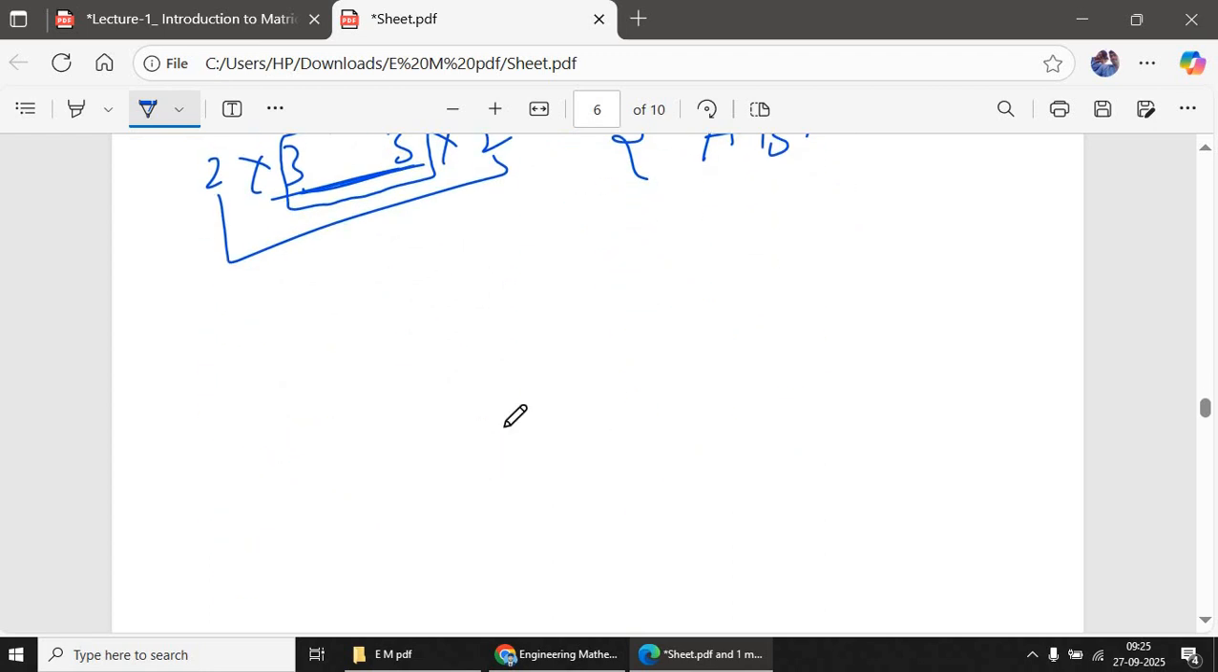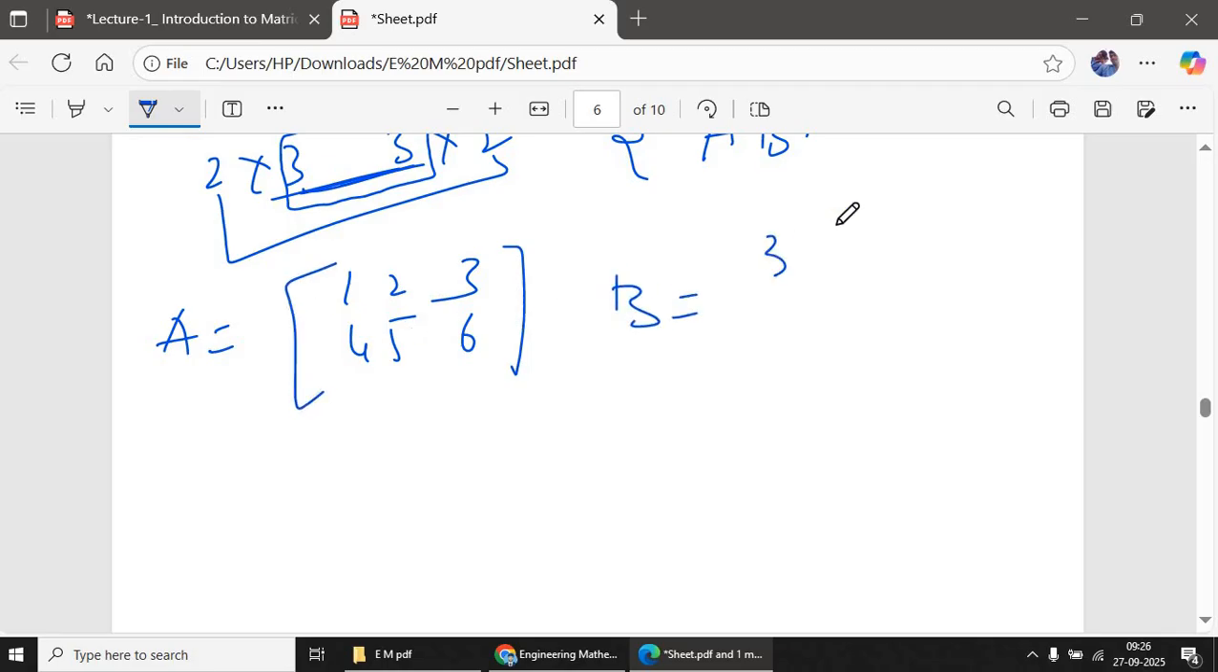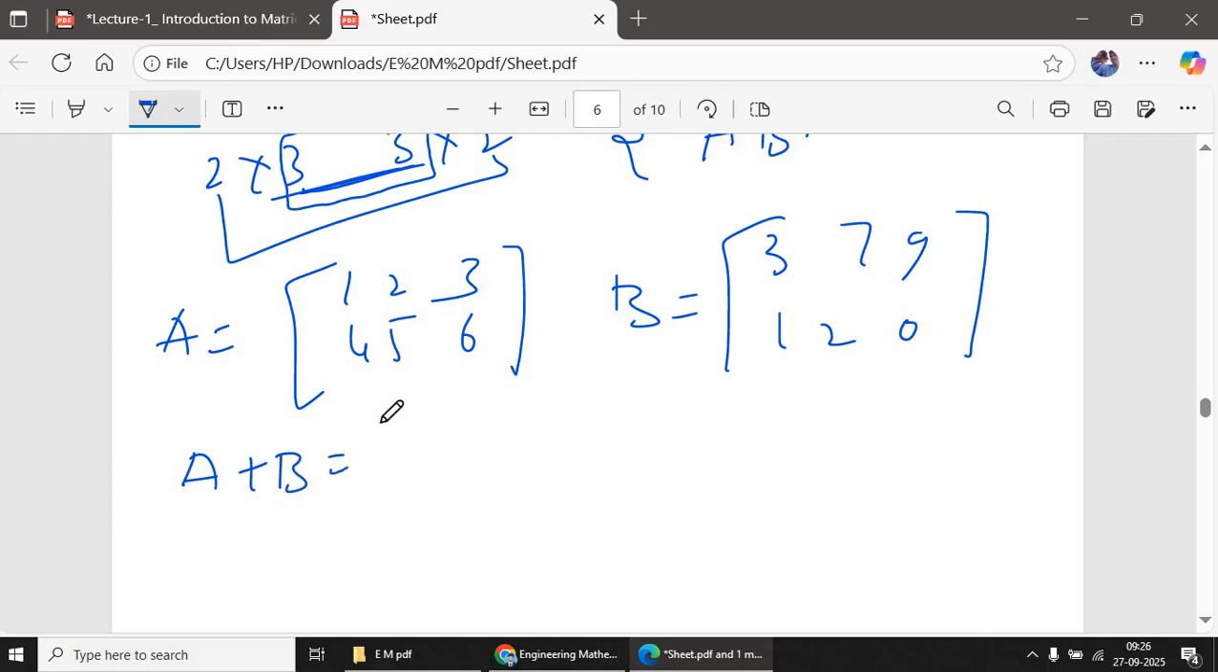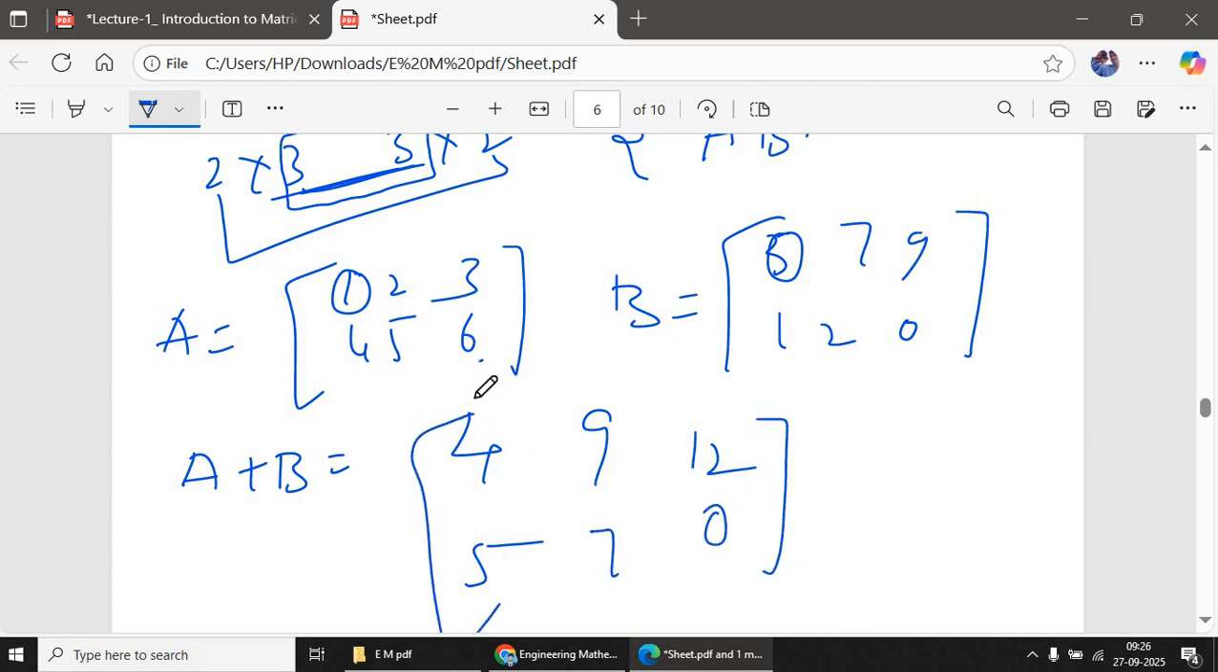So let's see some examples. For example, we have A equal to 1 2 3 4 5 6, and B equal to 3 7 9 1 2 0. Now if you want to do the addition, A plus B, you can add this entry to this one. So 1 plus 3 is 4, 7 plus 2 is 9, 9 plus 3 is 12. Here 4 plus 1 is 5, 5 plus 2 is 7, and 6 plus 0 is 6. It's nothing but doing additions element by element like that.